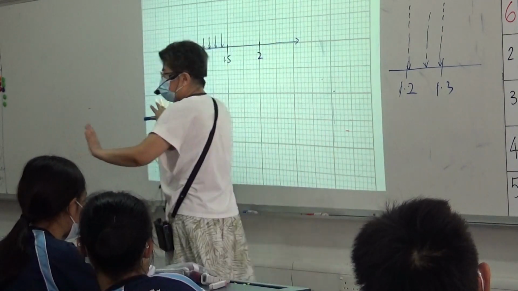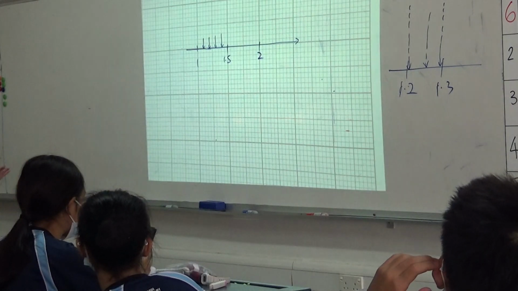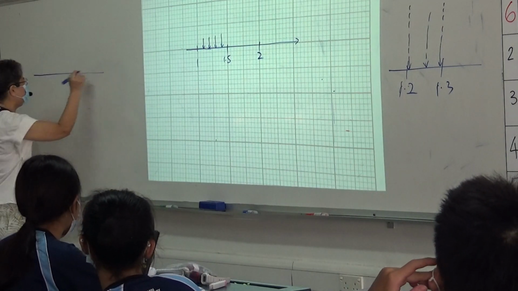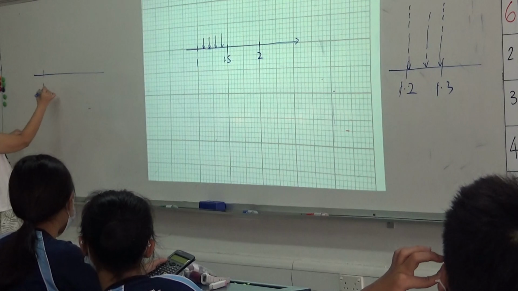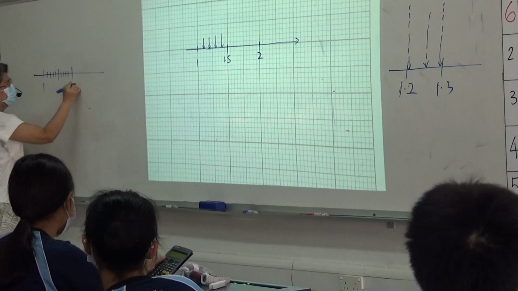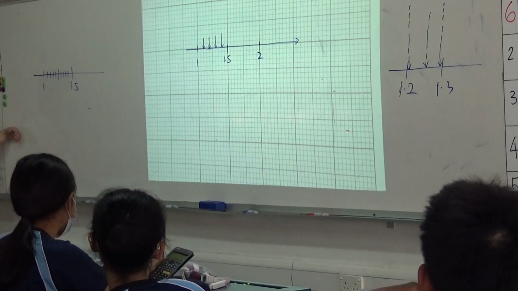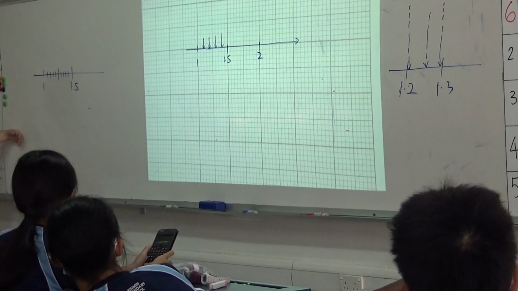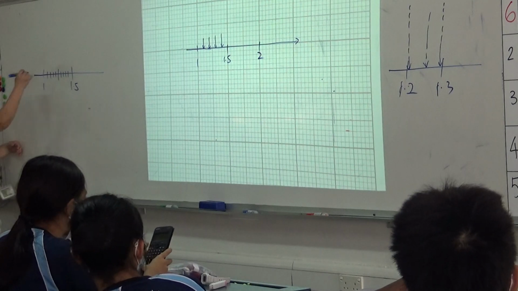Okay, I'm going to enlarge it here so that you can see properly. Just now I did enlarge properly, okay? 1. How many squares? 10. 1, 2, 3, 4, 5, 6, 7, 8, 9, 10. 1.5, right? Correct? Yes or no? Okay.